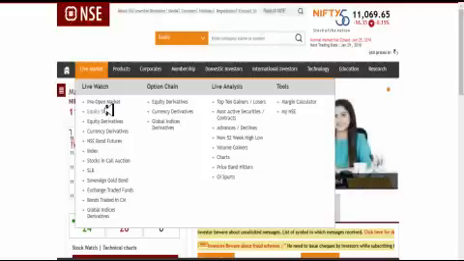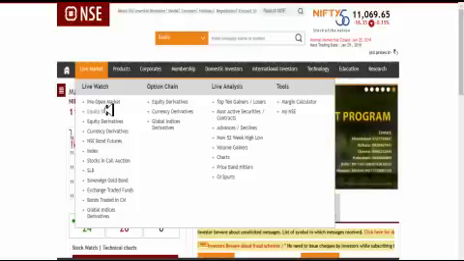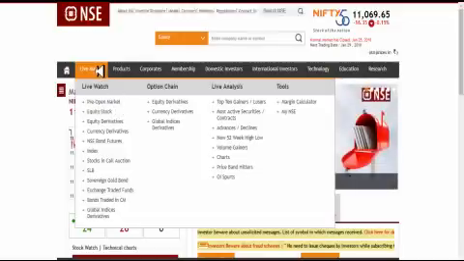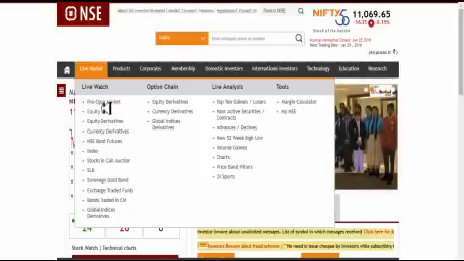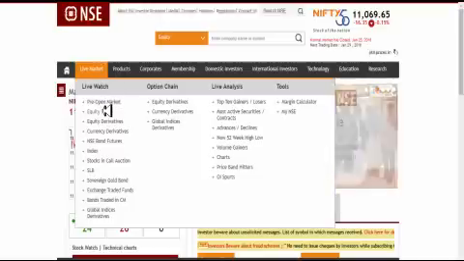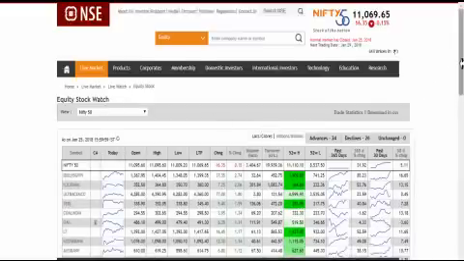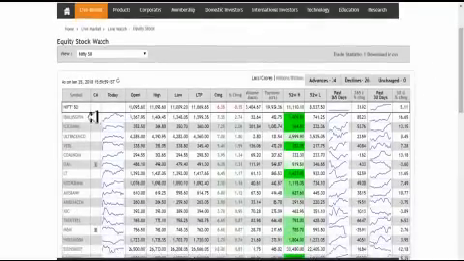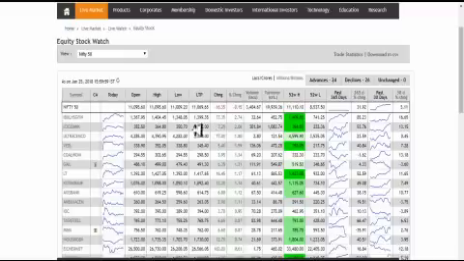But the idea is to wait for about 5-10 minutes or maybe 15 minutes after the market opens and then do what I'm doing right now. Go to live market here on this website nseindia.com and go to equity stock. You will see the stocks opening with the trades, the top trades and whatever for the day. Now here you have to look for, see here you have the open price, you have the high price and you have the low price.